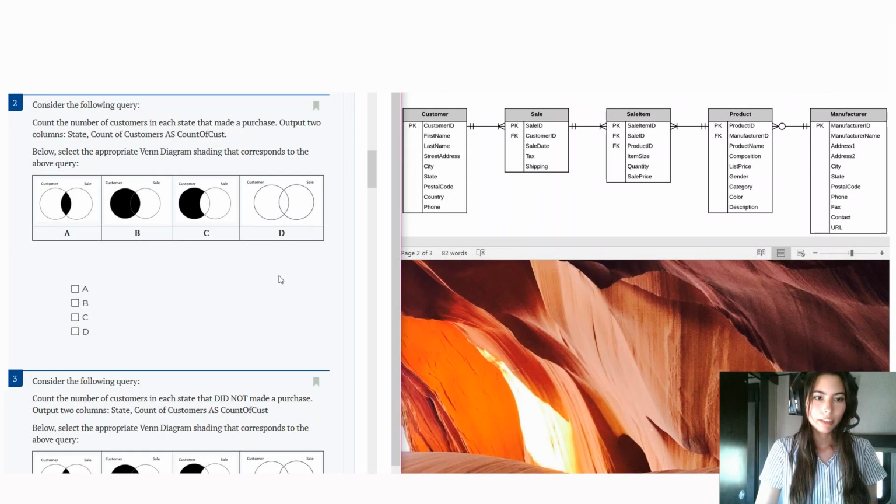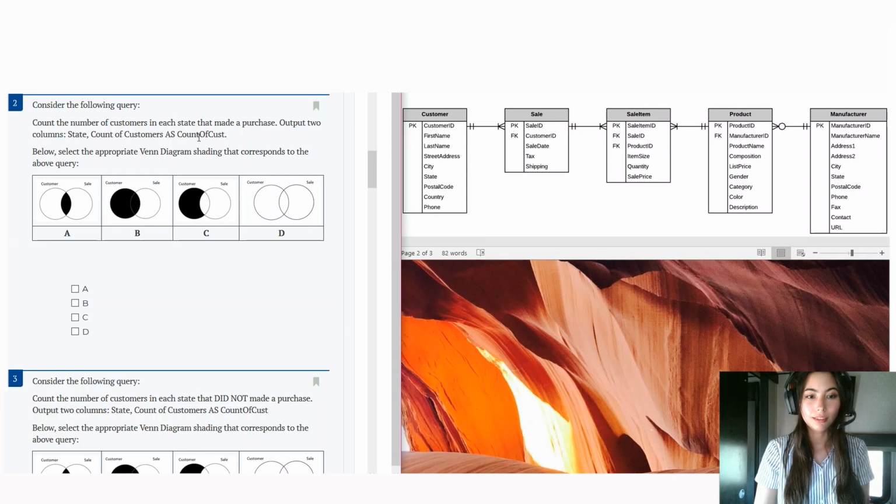All right, let's go ahead and look at number 2. Consider the following query. It sounds like we're going to be looking at a query that somebody has already made up. So let's read it. Count the number of customers in each state that made a purchase. Output 2 columns, state, count of customers as count of cust.